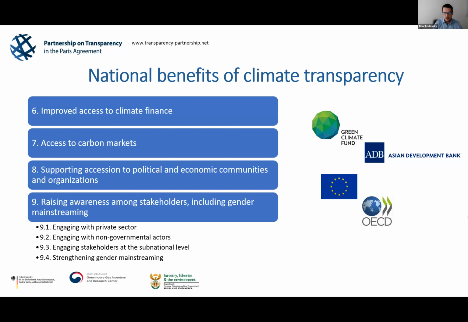And lastly, of course, it's important to also highlight that gender mainstreaming in climate, and especially gender integration in the NDCs as well as the transparency system, is very important. This is also part of section 9 of the technical paper. So with this, I think this was the brief overview of the sections or the benefits that we have identified in the technical paper that we have developed together with the PATPA and other partners.